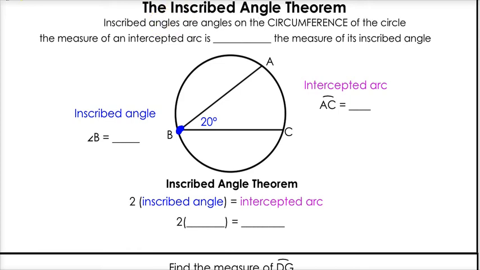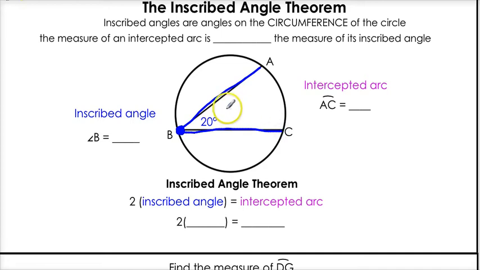An inscribed angle is an angle on the circumference of a circle. So before, the angle was on the center of the circle. Well, now they're on the outside of the circle, right over here. So this is an inscribed angle. You should be able to note that, see how it's on the outside.